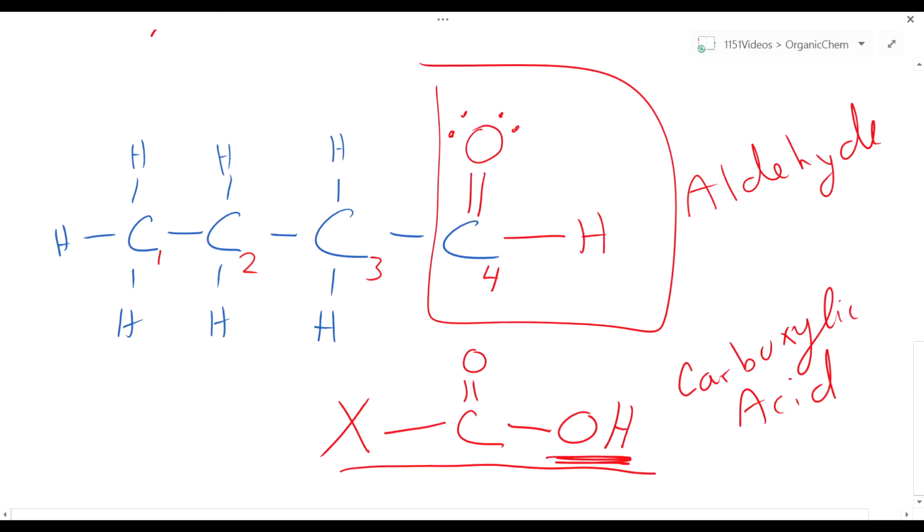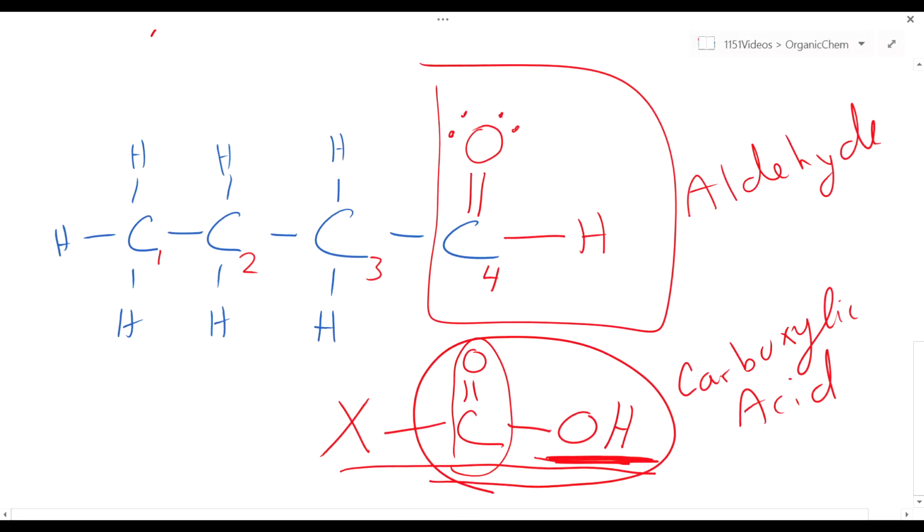But you need to look at the whole picture and say, oh no, I have an OH group as well as a carbon with a double bond to an oxygen, okay? And this entire group on the right is a carboxylic acid, which is sometimes called a carboxylate. So sometimes it's carboxylic acid, and sometimes it's just called carboxylate if you were to look it up online or something.